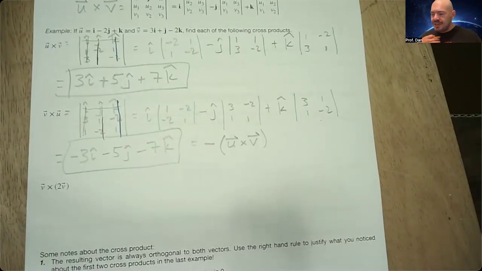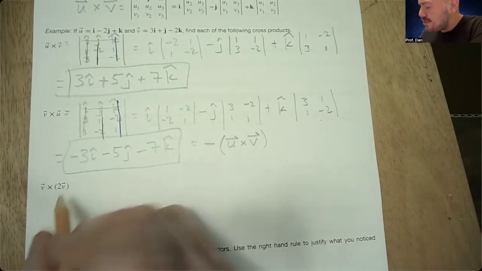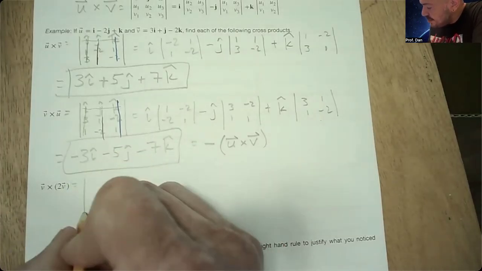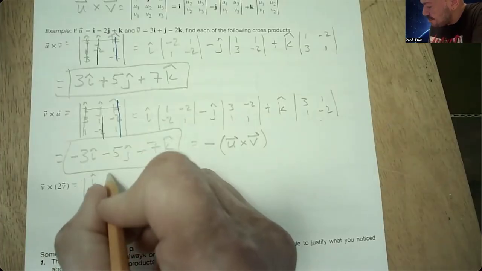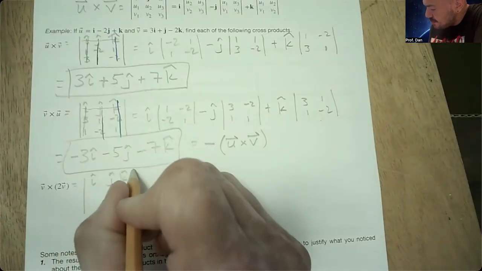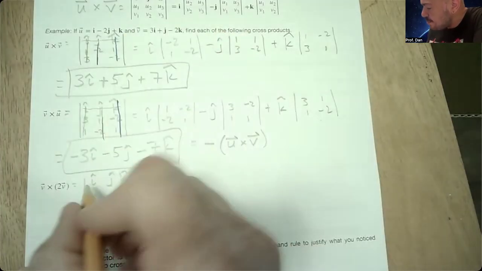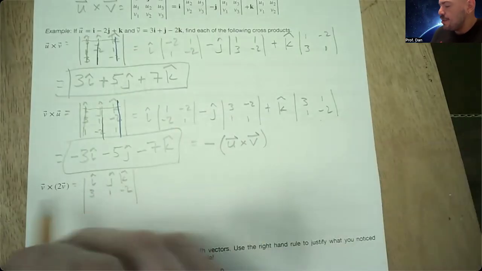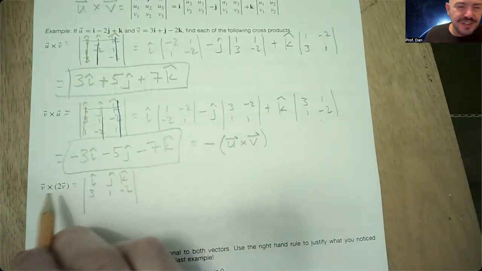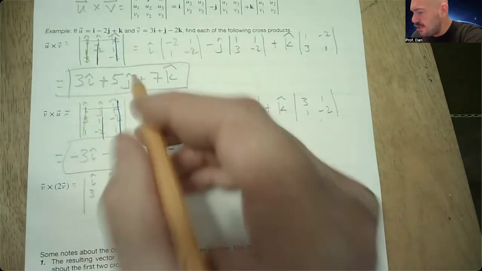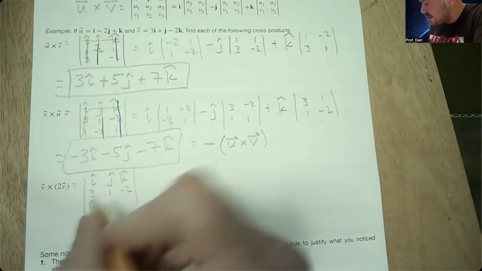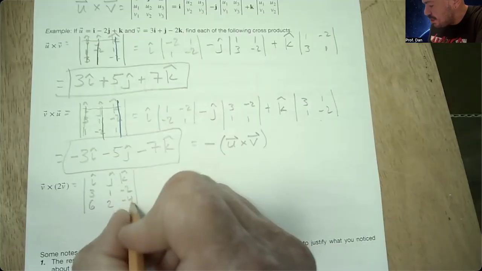So anyway, last one, v cross 2v. Okay. So this is going to be the determinant of this matrix. Since v is the first one, we're going to write that as the second column. So it's 3, 1, -2. Now the third column is going to be double v. So all of these coefficients, I have to multiply them by 2. 3 times 2, I get 6. 1 times 2, I get 2. -2 times 2, I get -4.